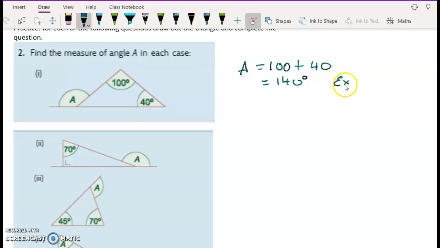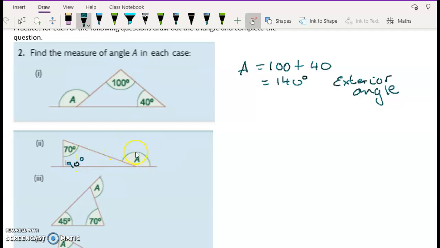Reason: exterior angle. Don't forget the rule. You always need a rule or an explanation for what you've done. Now looking at the next one, I know put this angle down here. Don't forget that's 90 degrees.